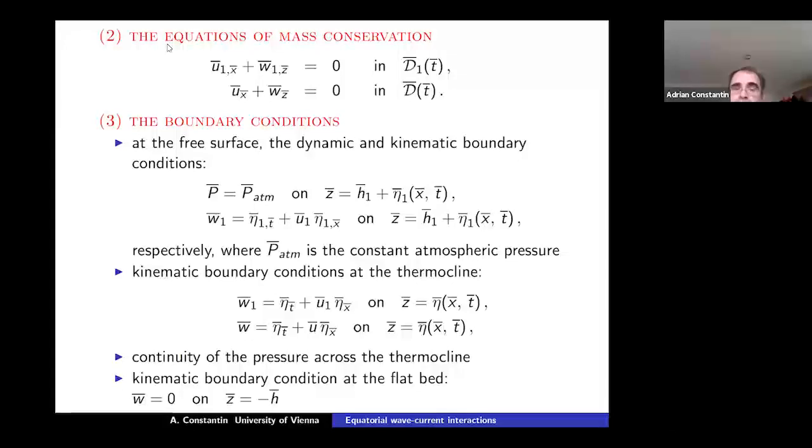At the thermocline, because I did split the velocity field into the upper part and the lower part, I write it twice, W1, U1, W and U. So the interface is a free boundary for the lower part and also for the upper part. So I have these two. You have continuity of the pressure across the thermocline, and at the flat bed there is the condition that water does not penetrate. So this last condition is that the flat bed is impermeable.